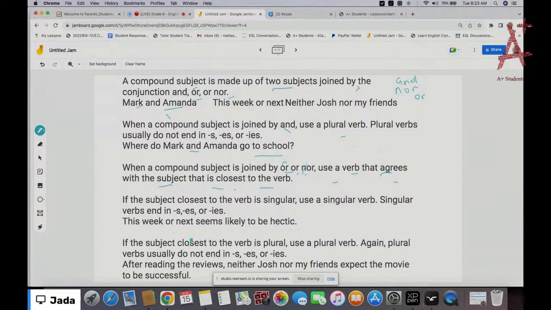So, if the subject closest to the verb is singular, use a singular verb. Singular verbs end in es, ies, and s. Okay?